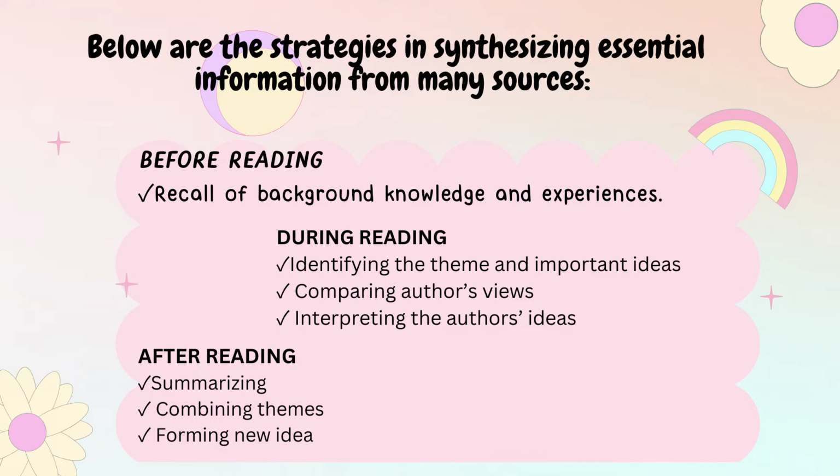Below are the strategies in synthesizing essential information from many sources. Before we read, we need to recall the background knowledge and experiences. During reading, we need to do the following. 1. Identifying the theme and important ideas. 2. Comparing authors' views, and 3. Interpreting the author's ideas. And after reading, these are the things we need to do. 1. Summarize. 2. Combine the themes, and 3. Form new idea.